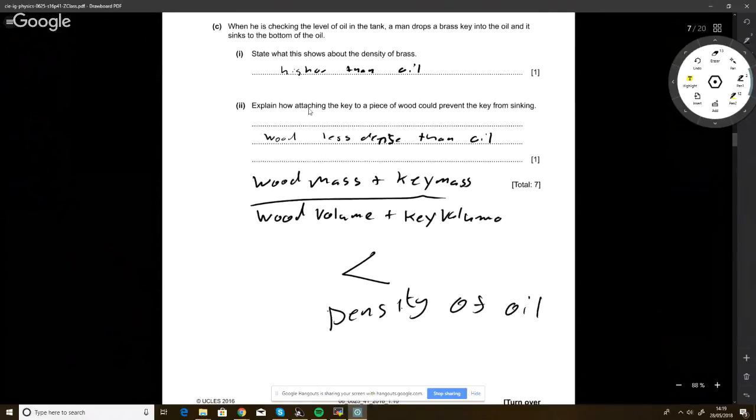All right, explain how attaching the key to a piece of wood can prevent the key from sinking. So essentially what you're doing is the combined density of the wood and the oil is then less than that. Sorry, the combined density of the wood and the brass is then less than that of the oil.